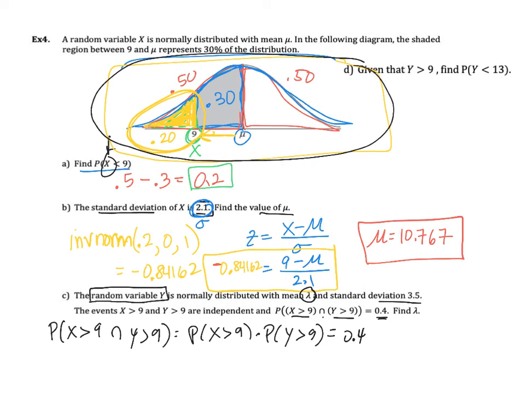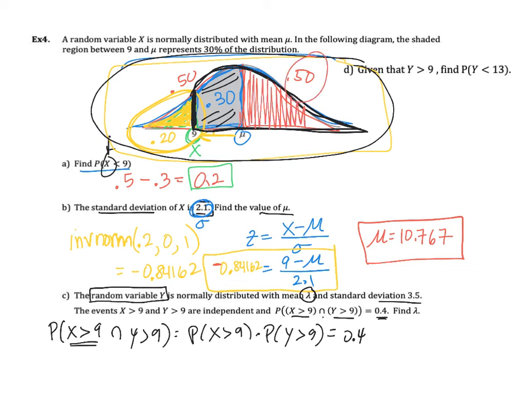And so it says the event that x is greater than 9. Well, x being greater than 9 is here on over. Okay, well, what do we see here? We see that this shaded region is 0.3, and we know that to the right of the mean is 0.5. So the probability that x is greater than 9 is 0.3 plus 0.5, which is 0.8.